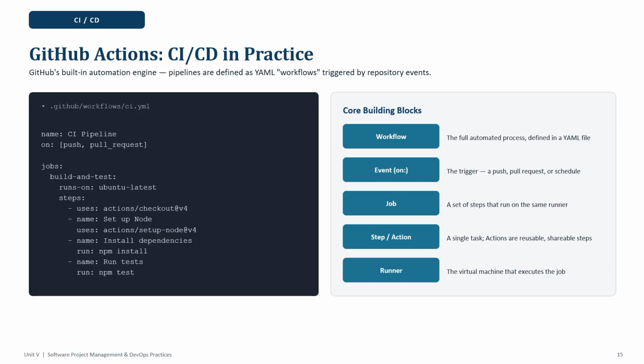Now GitHub Actions, CI/CD in practice. Like this we can practice CI/CD. Pipelines are defined as YAML workflows triggered by repository events. Core building blocks are workflow, event, job, steps or actions, and runner.